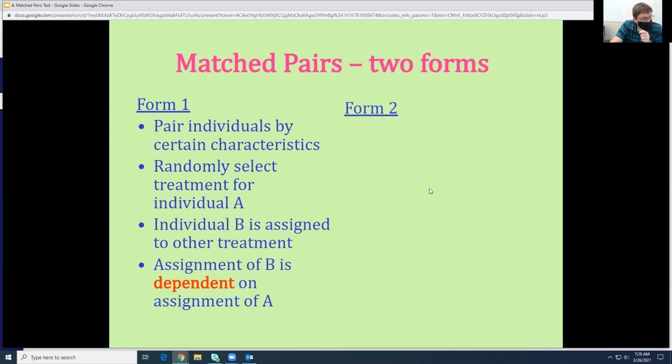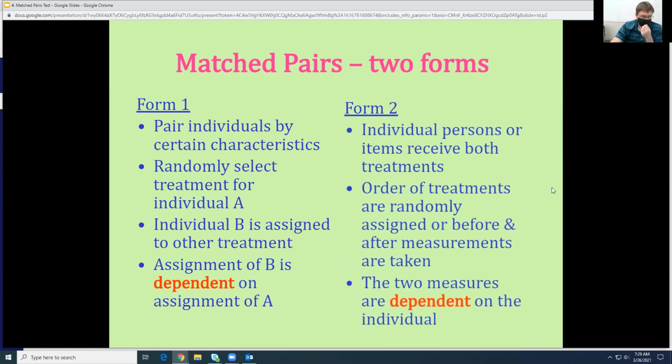Version number 2 is where we don't match up people, we match up treatments or experiments. And so we just take one individual person, all right? So maybe I'm sitting at a grocery store or something, and I just happen to see somebody walking by, and I'm like, hey, you, sir, tell me which soda you like better. They're going to randomly get one of the treatments first, tell me their opinion, and then they're going to randomly get the second one. So they're going to do both treatments. So now the treatments are assigned as a pair versus the person. So that's the second version of this.